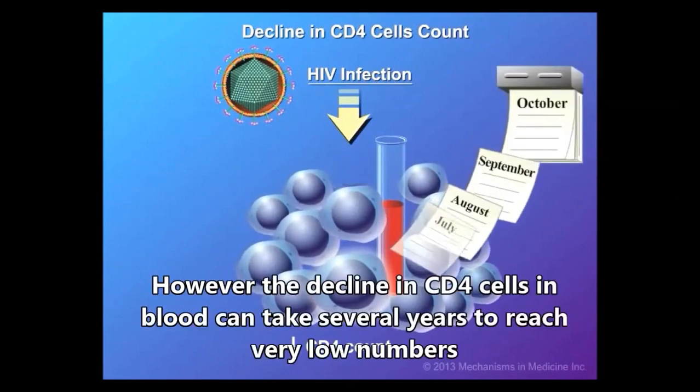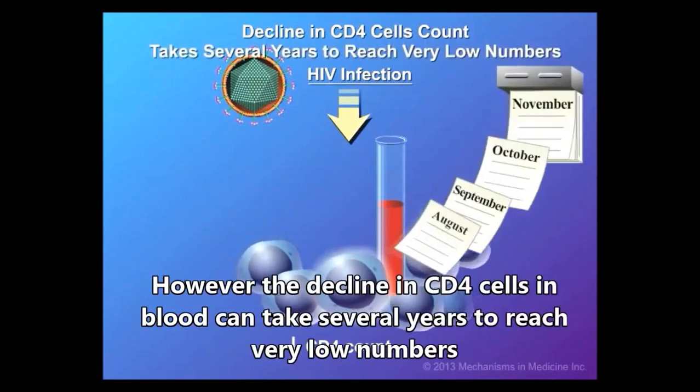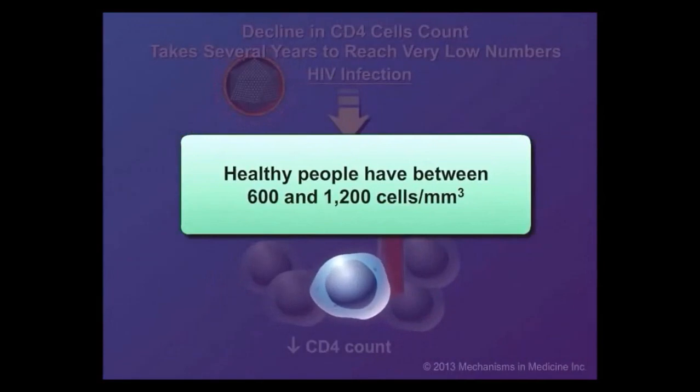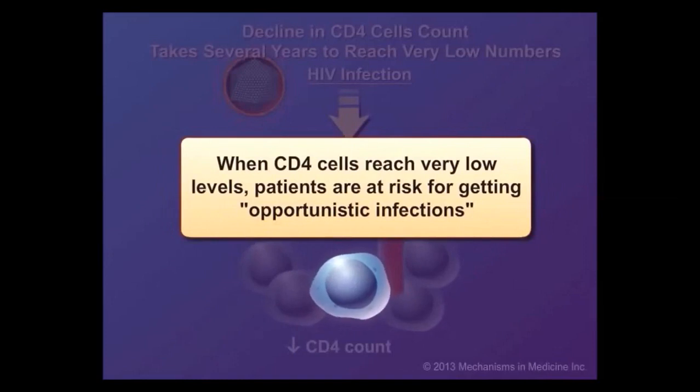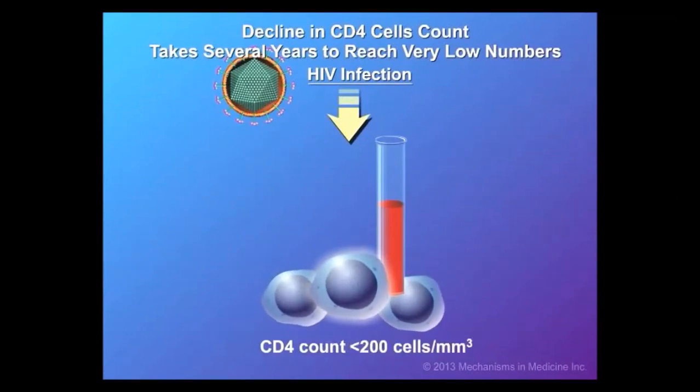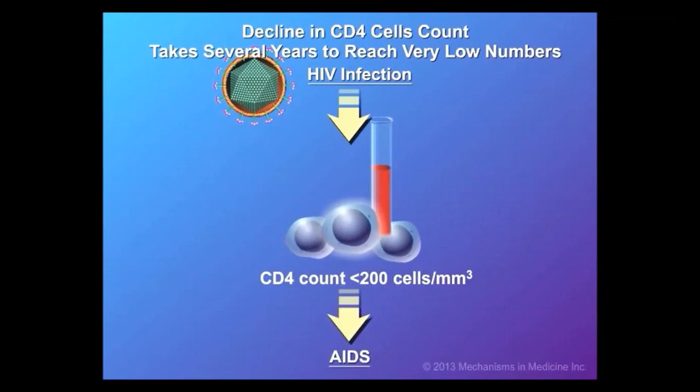However, declines in CD4 cells in the bloodstream can take several years to reach very low numbers. Healthy people have between 600 and 1200 CD4 cells in a cubic millimeter of blood. When CD4 cells reach low or very low levels in the bloodstream, patients are at risk for getting serious infections or cancers. These are called opportunistic infections because they take advantage of the body's weakened defenses. Once CD4 cells fall below a level of 200 cells per cubic millimeter in the bloodstream, or if a person has an opportunistic illness, this is considered an advanced stage of HIV infection.